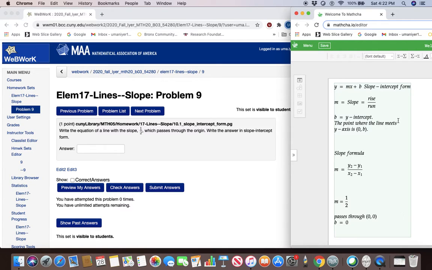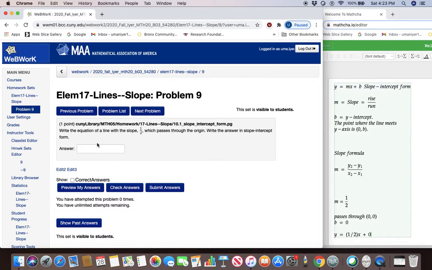So that tells me y equals mx plus b, right? Y-intercept, notice, is the y-coordinate of the point your line passes through. So y equals mx plus y-intercept. They are asking you to write the equation in slope-intercept form, so that's why I have written it in this fashion. It is 1 over 2x plus 0. Y equals all of this.